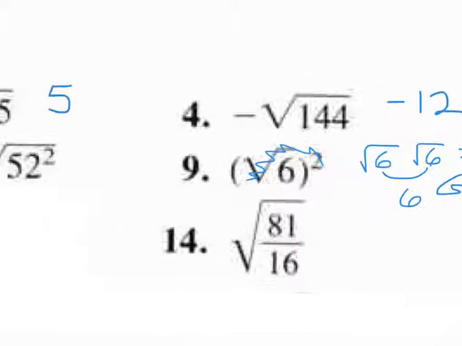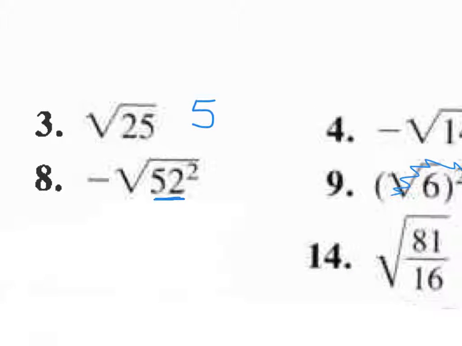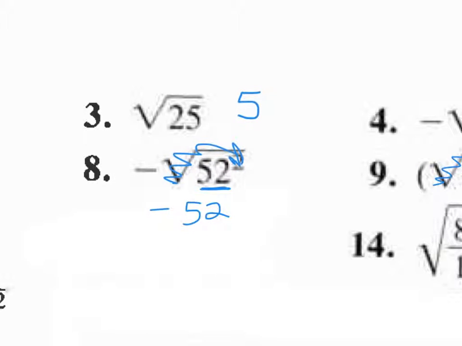But the shortcut, anytime you see a number squared under a radical, the square and the radical undo each other. And then the number that's there just falls out. So you don't have to worry about, like on number 8, doing 52 times 52 and then finding the square root of it. Just know that a square root will cancel out a square.